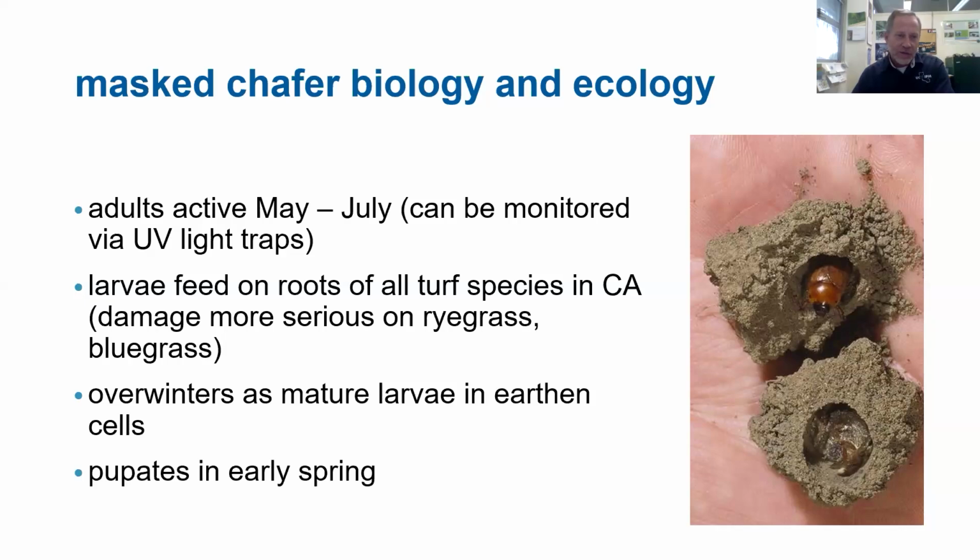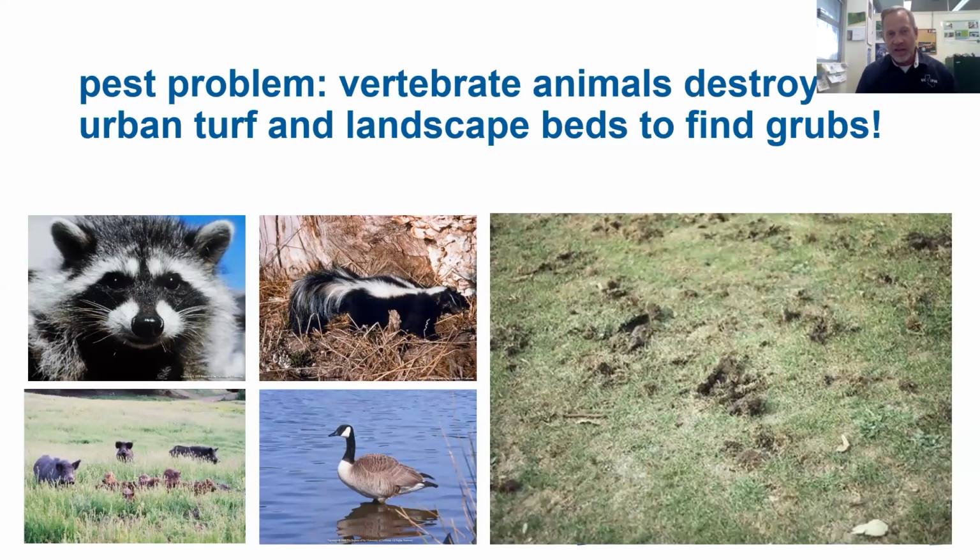And so the larvae then hatch from the eggs that are laid. They burrow down into the turf root zone, and they feed on all kinds of different turf species. And then, as I mentioned, they overwinter as mature larvae in these little cells that they form. So here you see this kind of spherical cell that a larva has formed and pupated within. And then here's the adult emerging in mid-spring. And so the real problem here is that these grubs are especially attractive to different vertebrate predators. So we see raccoons, skunks, all kinds of birds, including geese and crows.